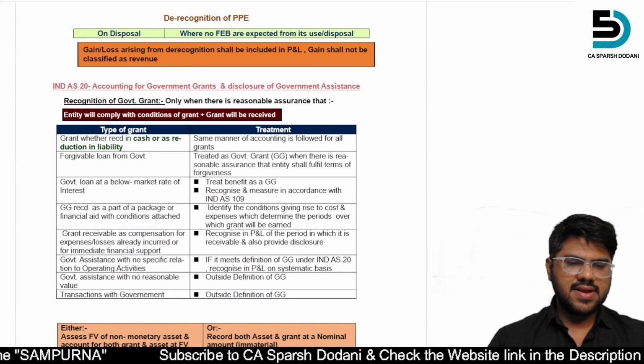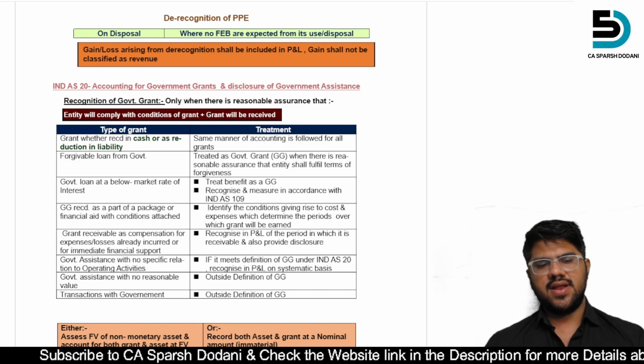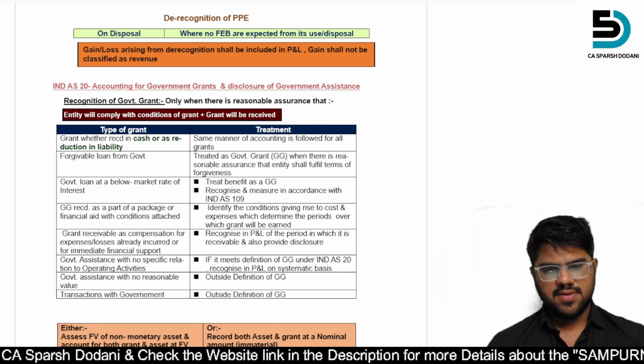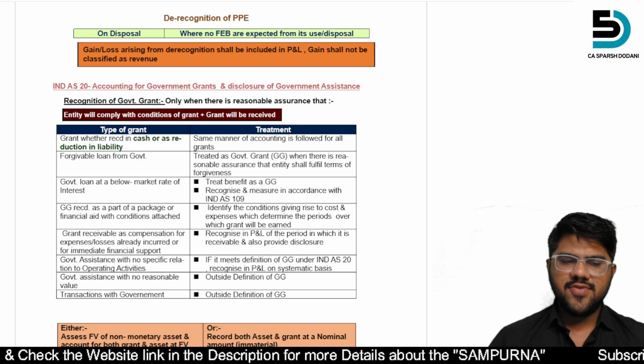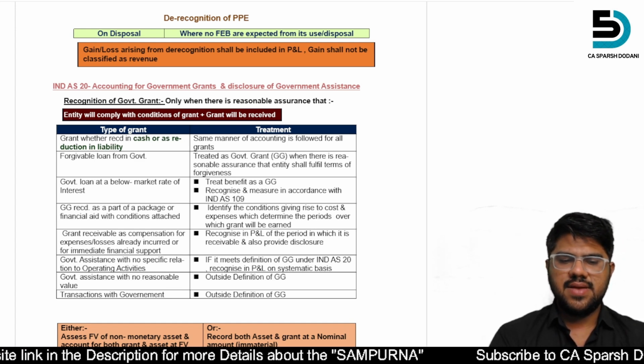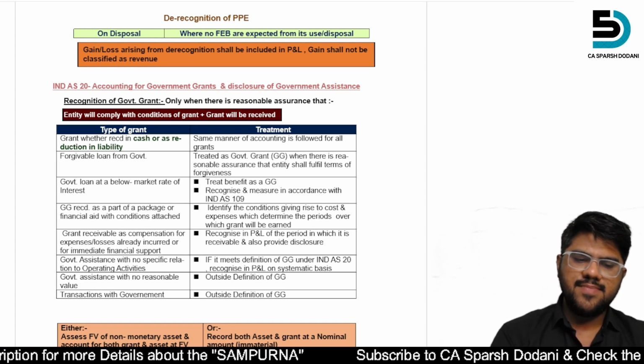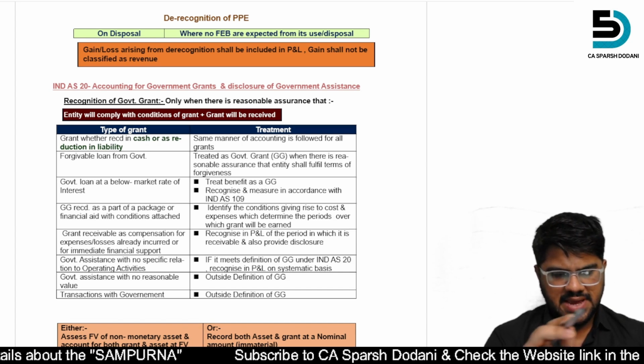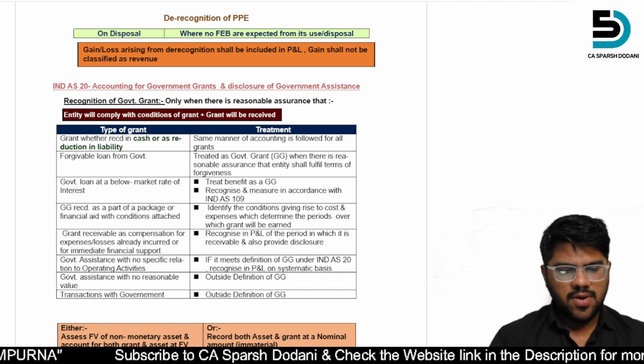So these are the grant, and grant received in cash or as a reduction in liability. You will recognize only where there is a reasonable assurance that the entity will comply with the condition and the grant will be received. Okay. Government assistance.